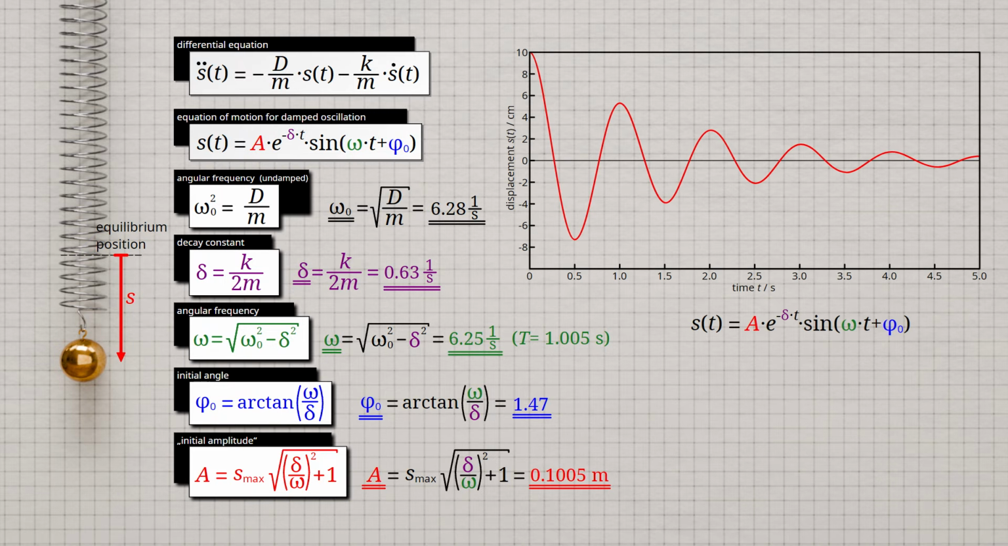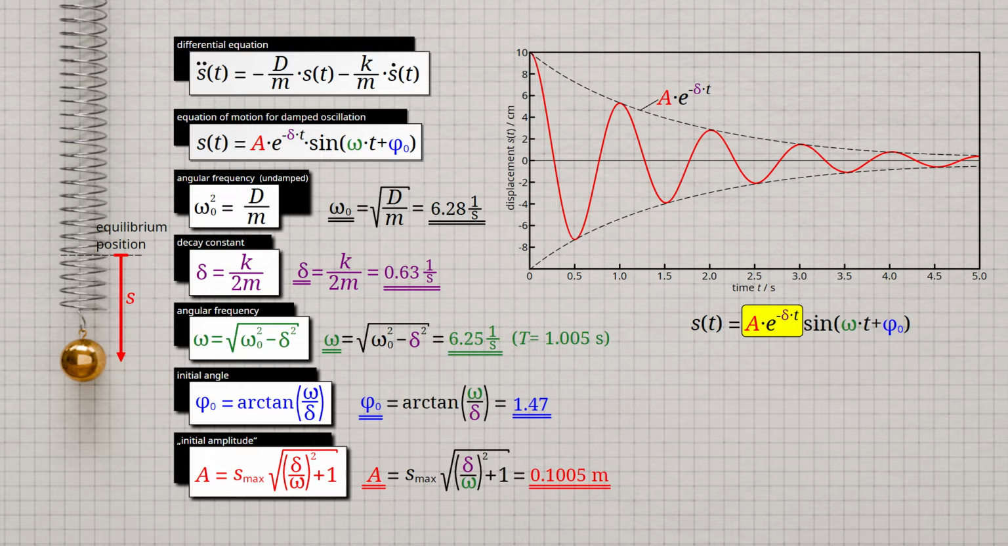If we plot the oscillation in a displacement time diagram, we obtain the curve shown. At this point, it should again be emphasized that in the equation of motion, the exponential term preceding the sine function represents the envelope of the displacement function. This term describes the temporal decrease of the amplitude.